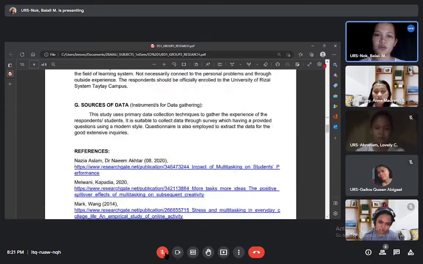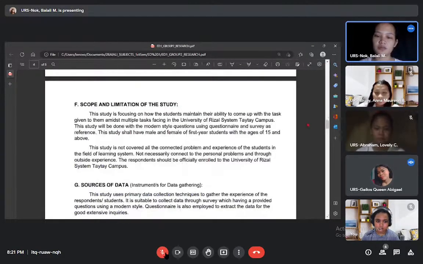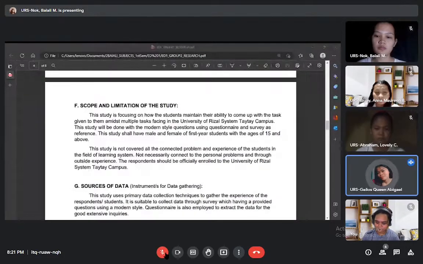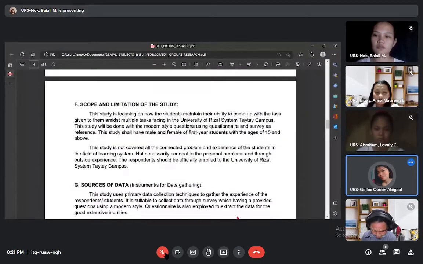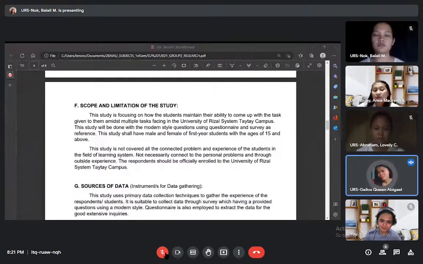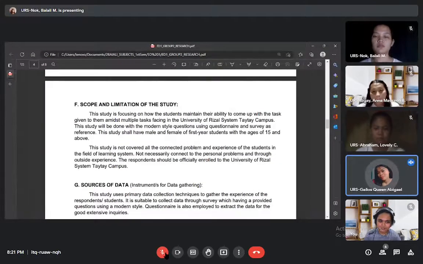And next is the scope and limitation of the study. So, scope and limitation is focused on how the students maintain their ability to come up with tasks given to them amidst multiple tasks facing in the University of Rizal System. So, in this study, we prepare some questionnaire and survey as reference. And we decided to choose some students to respond to our prepared questions with the age of 15 years old and above. And all the respondents should be officially enrolled in the University of Rizal System, Taytay Campus.